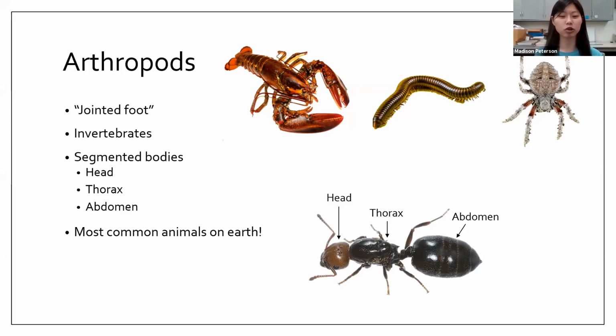Arthropods are so cool. They're the most common animals on Earth. 80% of all animals are arthropods. They're so important to our world, and they do a lot of things that affect our lives. Now we're going to talk about the different groups of arthropods, and hopefully that will help us narrow down what is a bug, what is an insect.